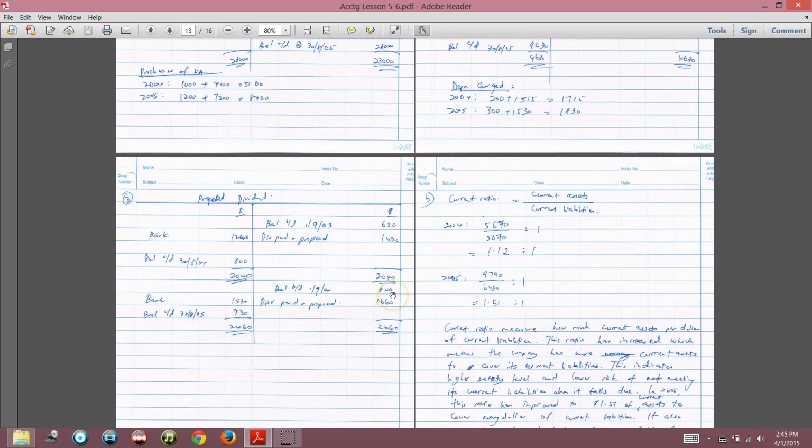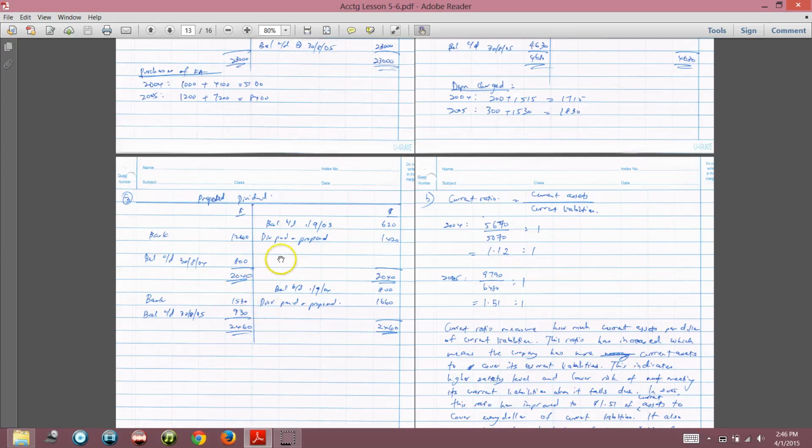At the beginning of the year we owe them 800, plus the dividend paid and proposed, what we promised them, so that will be equal to 2460. But at the end of the year we owe them only 930. So that means 2460 minus 930, 1530, is what we paid them during the year. You see, this is a workings.